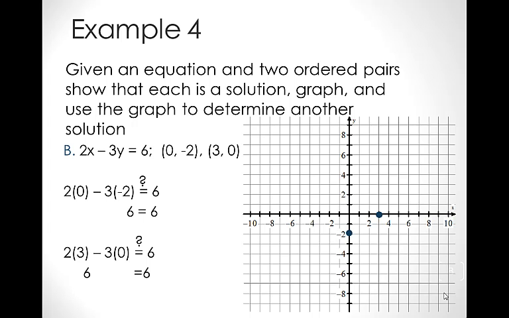So once we know that there are solutions, we plot those points and we draw a line, and then we can go ahead and use that line to find another solution. This point here looks pretty good at 6, 2.